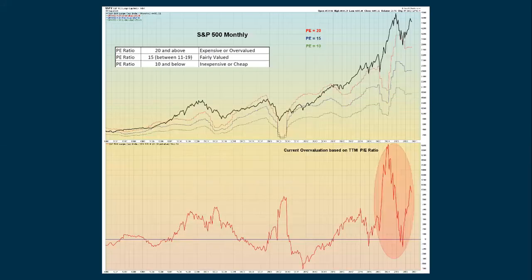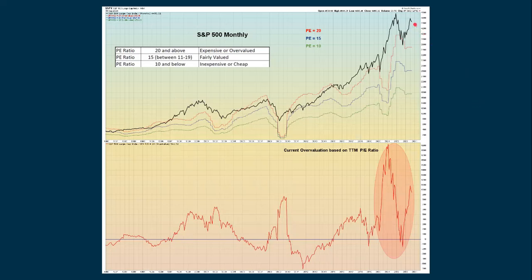The first chart that we look at is historical. It's the trailing 12 months, and we have the PE ratio, the price to earnings ratio, and these are established with some static numbers. When you have a really high ratio, PE of 20 or greater, the index or that stock is considered to be expensive. When you're at 15, you're fairly valued. When you're at 10, you're considered to be inexpensive.